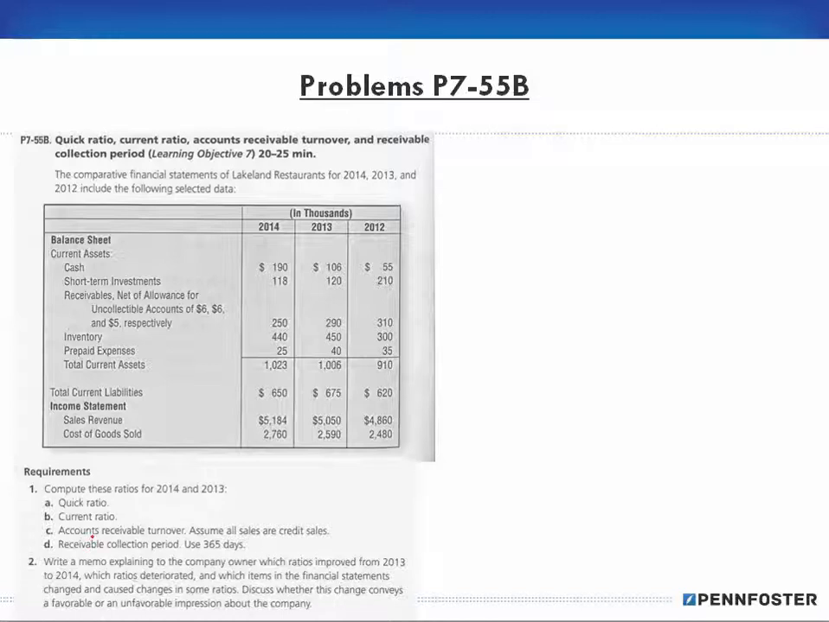And then it says here, write a memo explaining to the company owner which ratios improved from 2013 to 2014, which ratios deteriorated, and which items in the financial statements changed and caused changes in some ratios. Discuss whether this change conveys a favorable or unfavorable impression about the company.